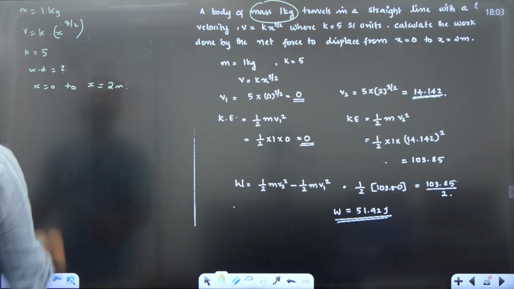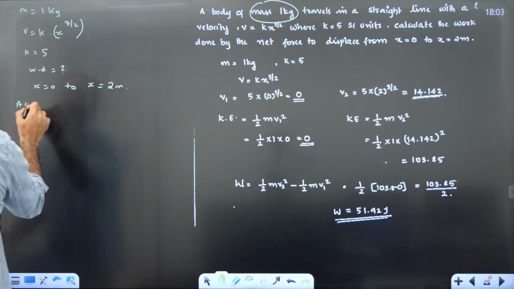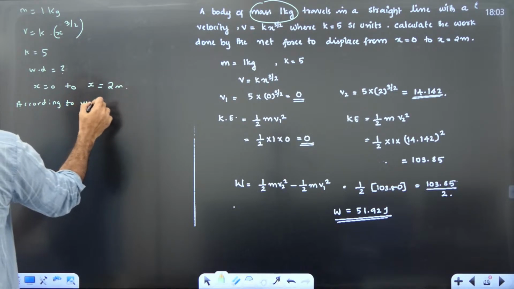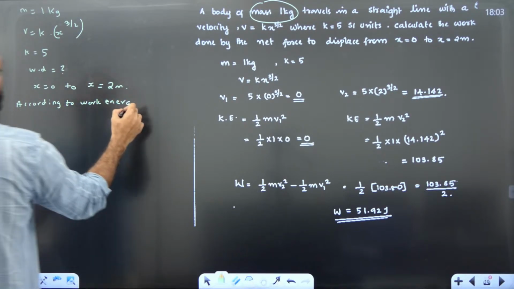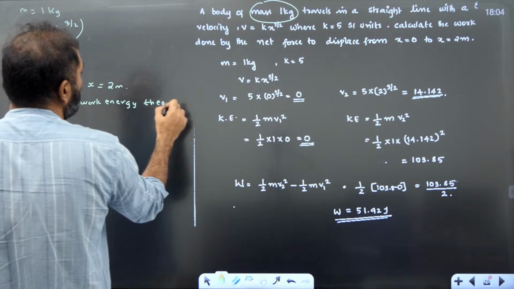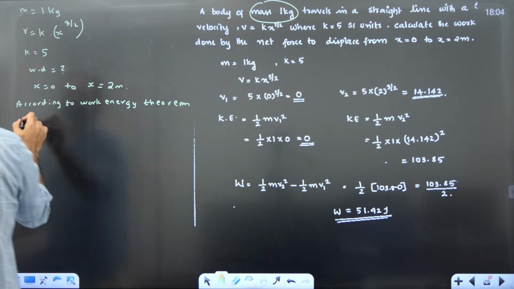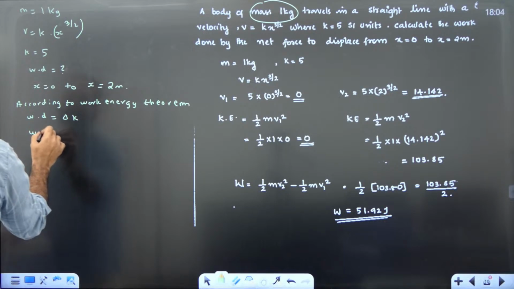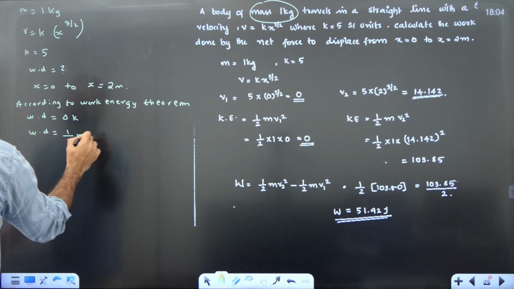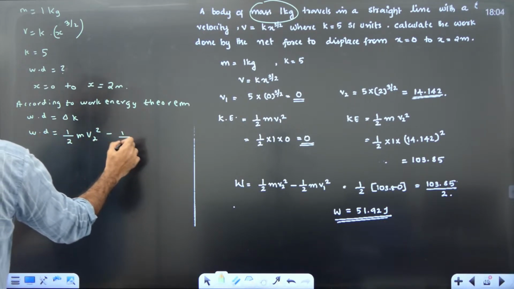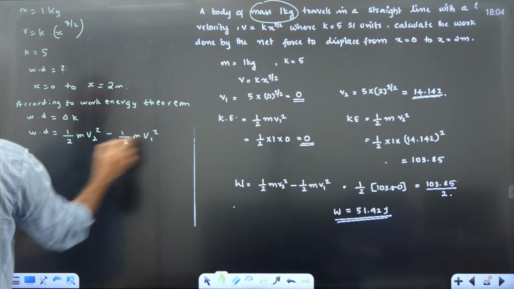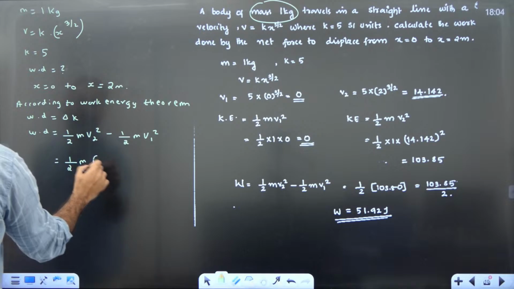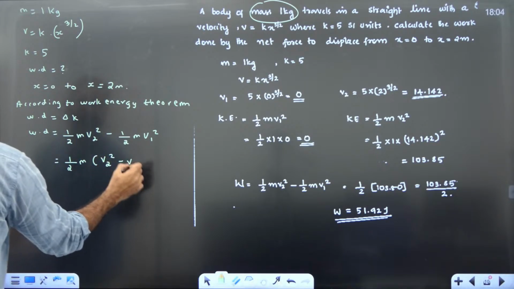So what is work done? According to the work energy theorem, work done is equal to the change in energy. So work done is equal to half m v2 square minus half m v1 square. That is the work done. So half m into v2 square minus v1 square.